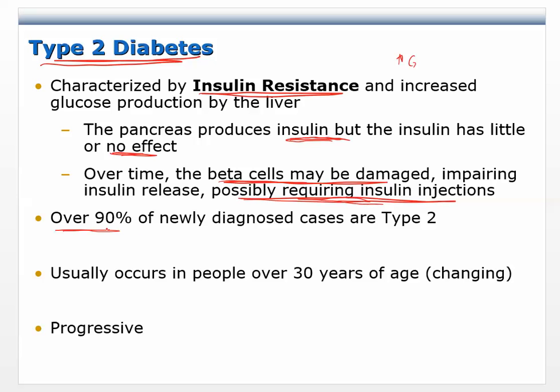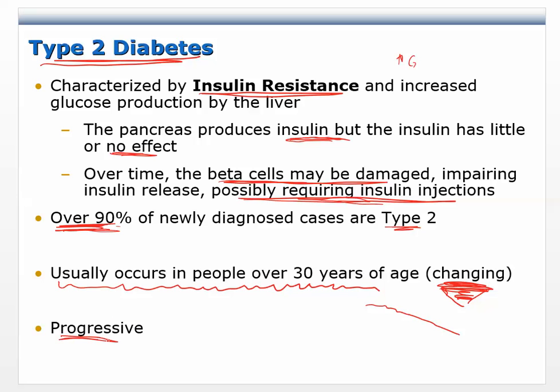Now, this is kind of a big deal. Over 90% of newly diagnosed cases are type 2, and another reason why it's such a big deal is that it usually occurs in people over 30, but that's changing. So a lot of younger people are starting to develop type 2 diabetes. It used to be called the old age diabetes. Well, not so much anymore. That age at onset is ticking down.